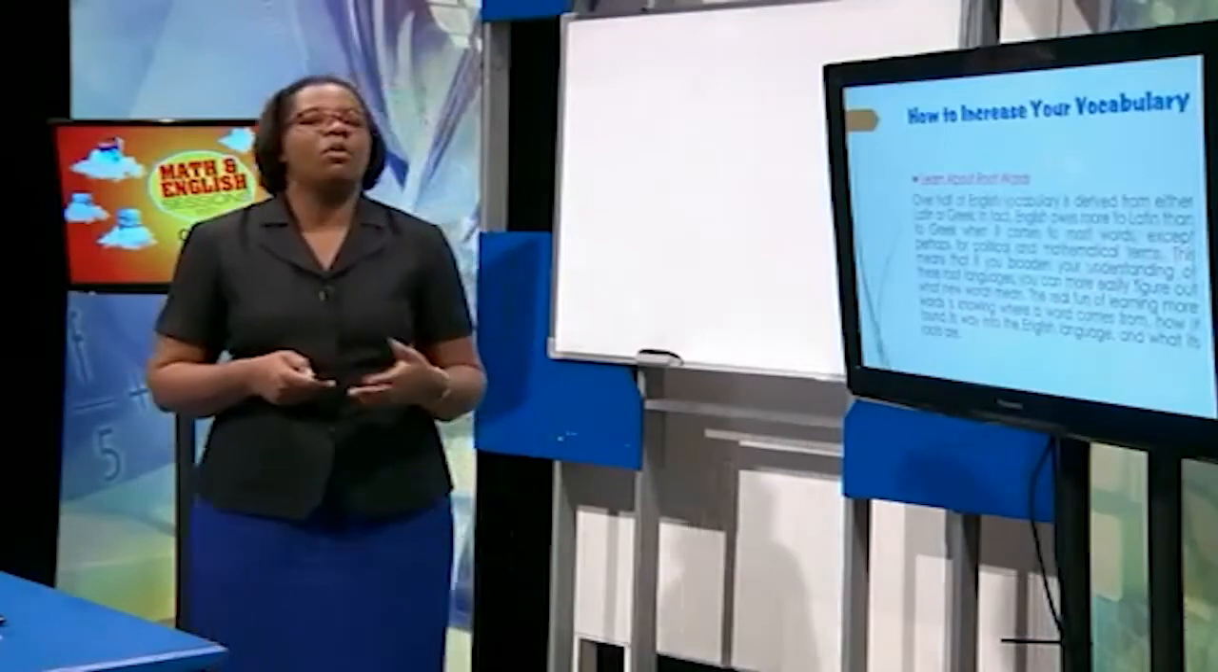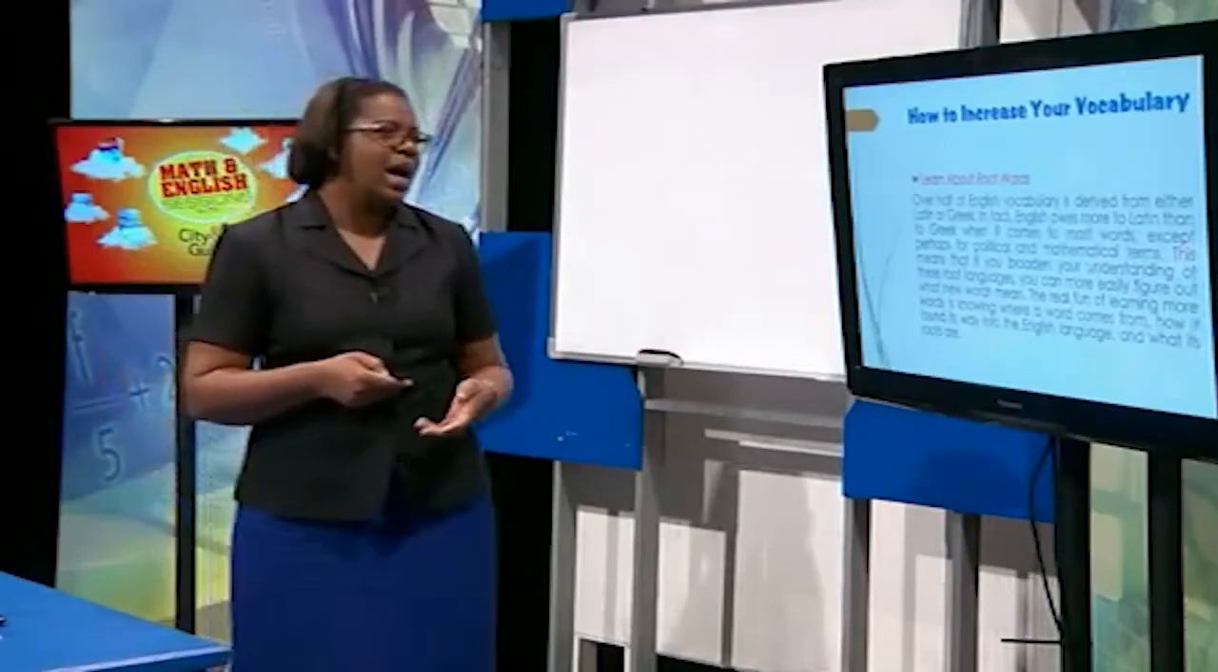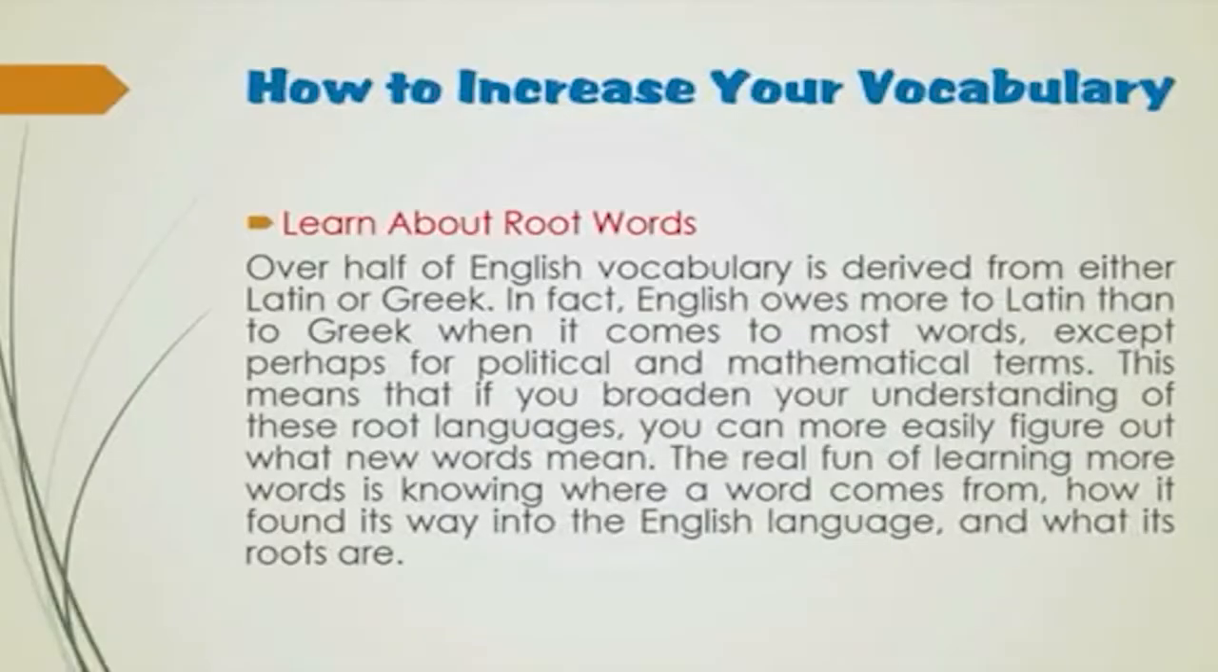Then we spoke about this earlier. All right? Learn about root words. It says over half of English vocabulary is derived from either Latin or Greek. Yes. In fact, English owes more to Latin than to Greek when it comes to most words, except perhaps for political and mathematical terms. This means that if you broaden your understanding of these root languages, you can more easily figure out what new words mean. The real fun of learning more words is knowing where a word comes from, how it found its way into the English language, and what its roots are.